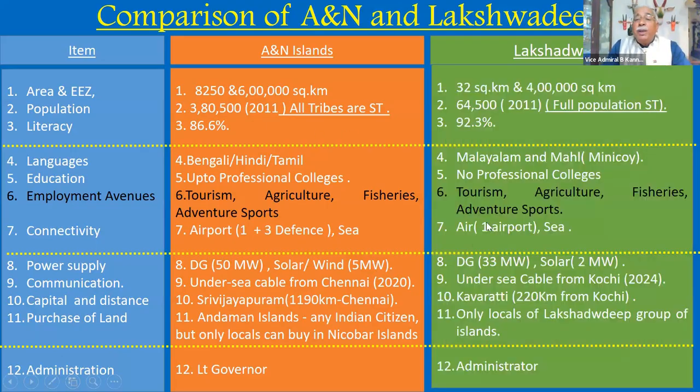Let's look at Lakshwadeep. Important point, Lakshwadeep has got a higher percentage of literacy. Of course, the population is much less. Malayalam is mostly spoken, but there's also something similar to Malayalam, which is spoken in Minicoy, which is almost similar to what is spoken in Maldives. Similar type of employment avenues, tourism, agriculture, adventure sports. There only 1 airport is there. You can go by sea. Same issue on power supply. You have to run diesel generator.